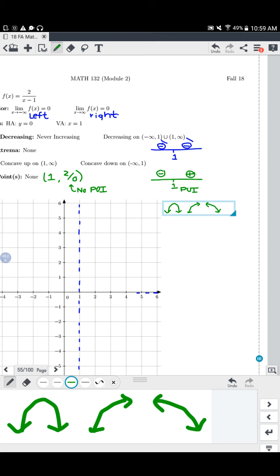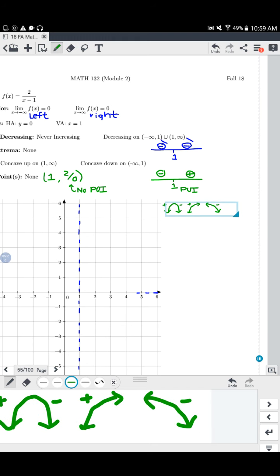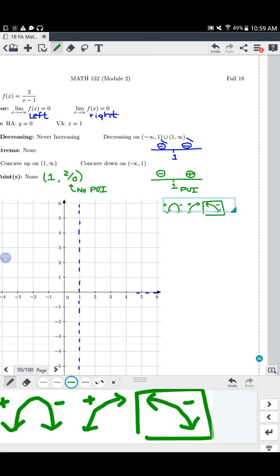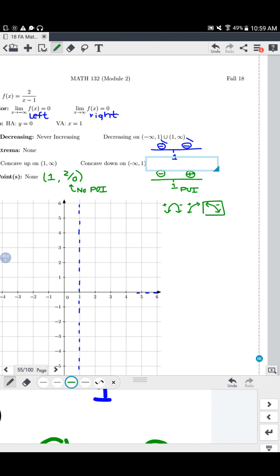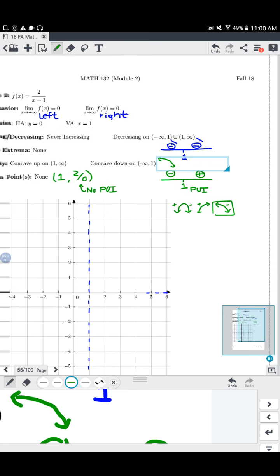So the first one is increasing to decreasing. The second one's always increasing, and the last one's always decreasing. So we're going to draw something like this before 1. This one is decreasing and concave down, matches both of my sign charts. That's what the left part of the graph is going to look like.